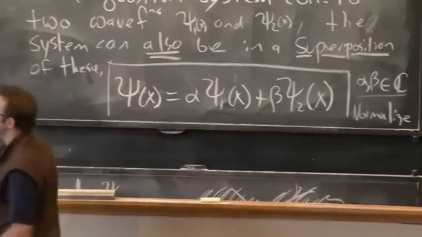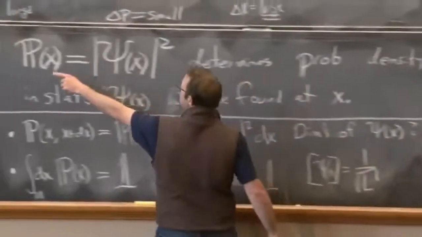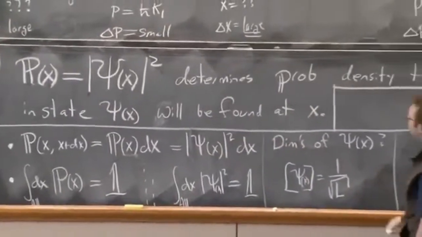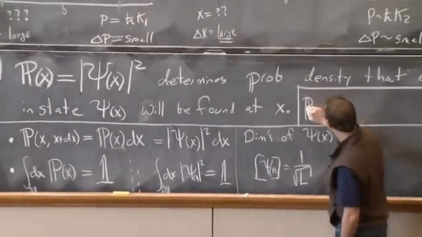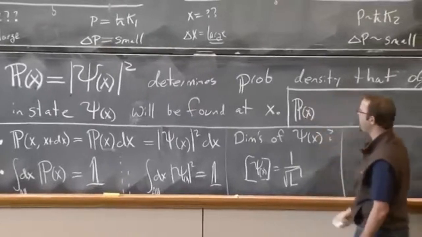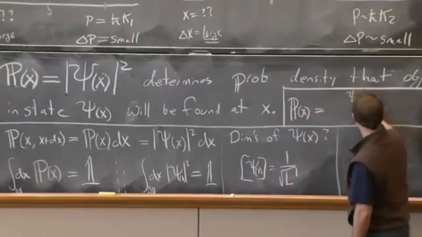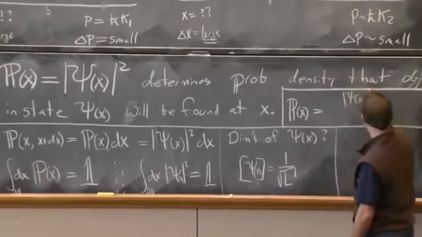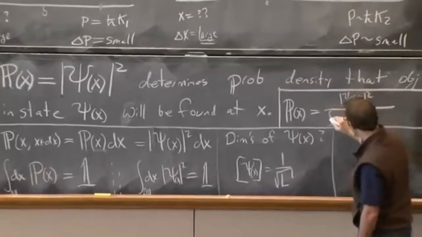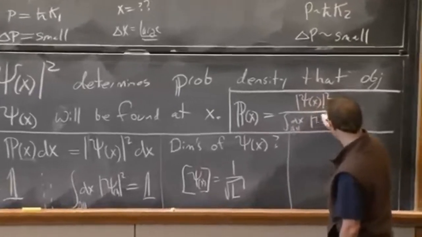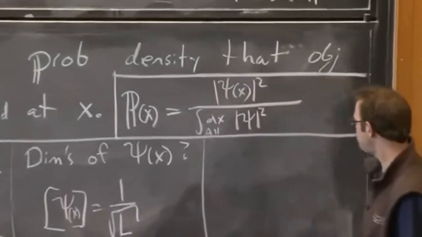Now, let me step back for a second. There's an alternate way to phrase the probability distribution here, which goes like this, and I'm going to put it here. The alternate statement of the probability distribution is that the probability density at x is equal to the norm squared of psi of x, divided by the integral over all x dx of the norm squared of psi. Okay?